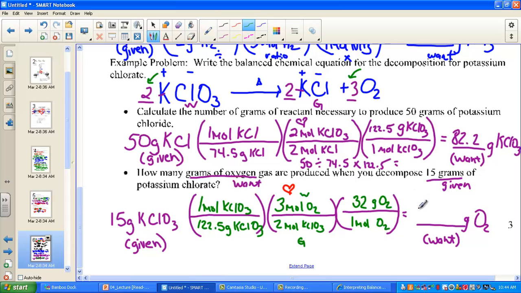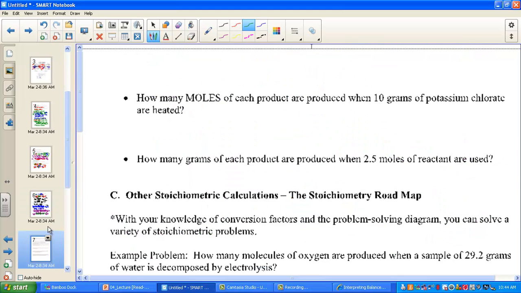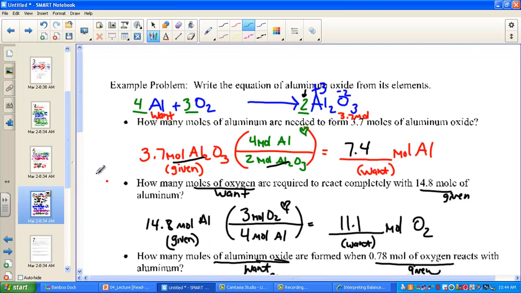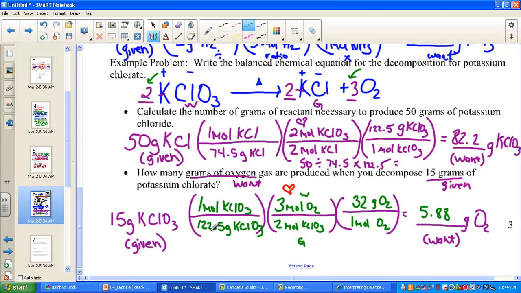I found at the end here my calculated value to be 5.88 grams of O2. So in this set of problems, we have really worked at finding out how many grams of a given quantity to calculate grams of a desired quantity. The 3 steps of stoichiometry, where we divide, we ratio, we multiply.